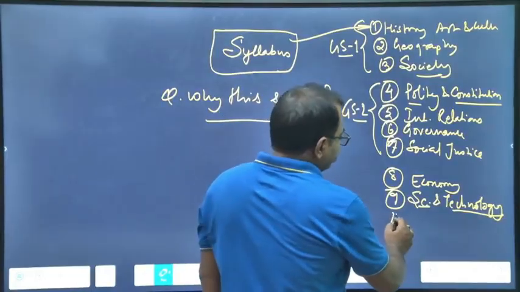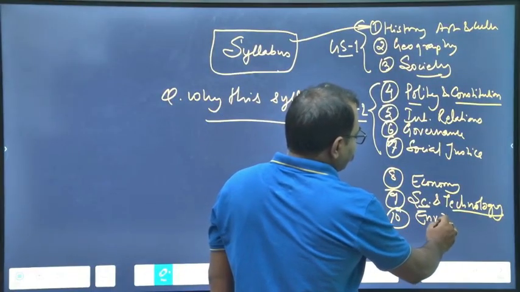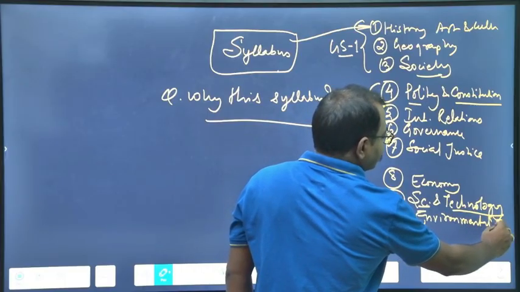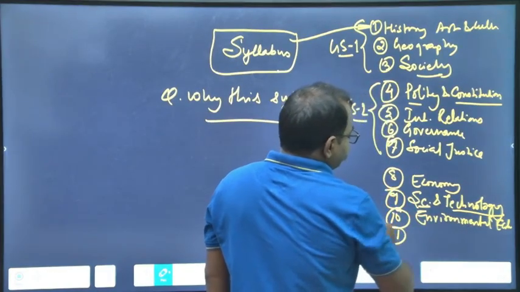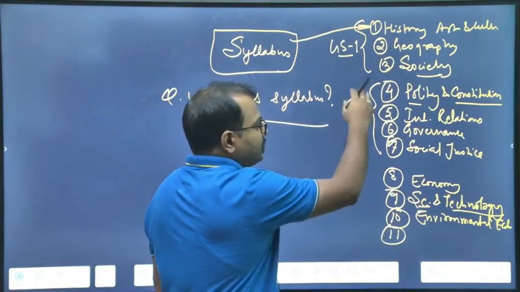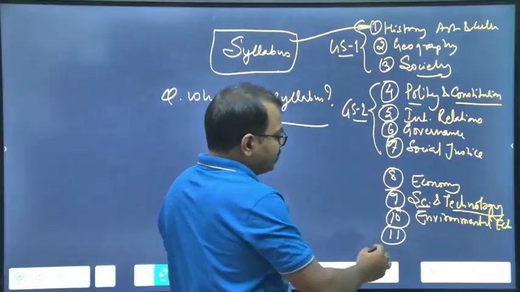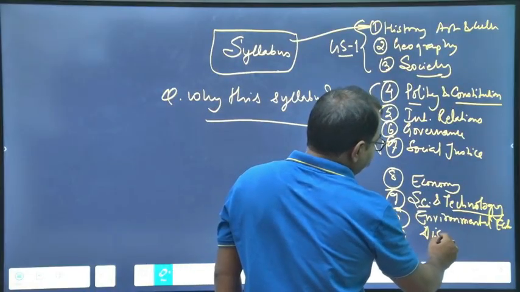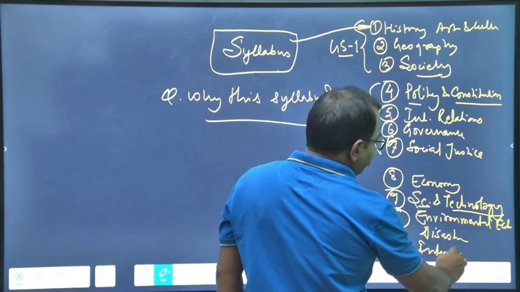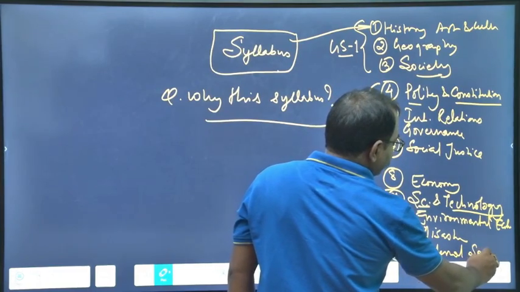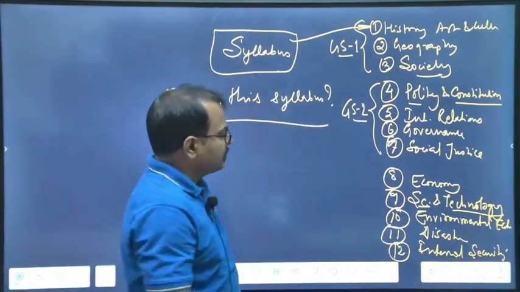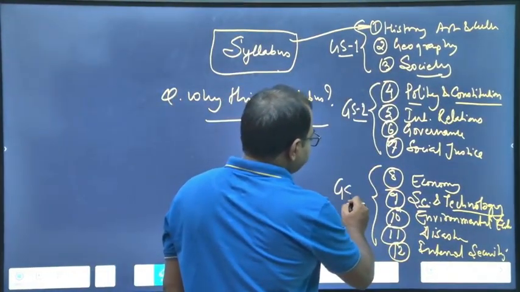Then 10th is environmental ecology. Always remember this is environmental ecology, not environment and ecology. Then 11th is disaster management, but disaster management is a subset of geography and environmental ecology. This is read everywhere, but still I am writing here disaster management. And 12th I will write internal security. These are all applied kinds of papers. Internal security. These are not subjects. These are simply applications, different kinds of applications. So this makes it GS3.